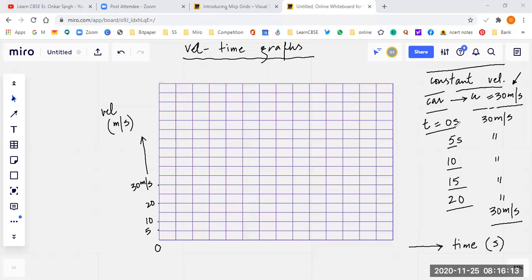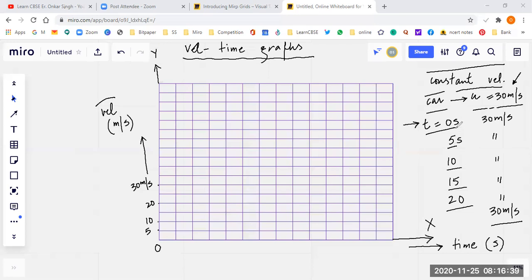So what is my first point? My t is on the x-axis. T is 0. This is 0. At 0, what is my y point on the y-axis? It is u, that is velocity I have taken on the y-axis. You have seen that this is my y-axis. Now this is my x-axis.